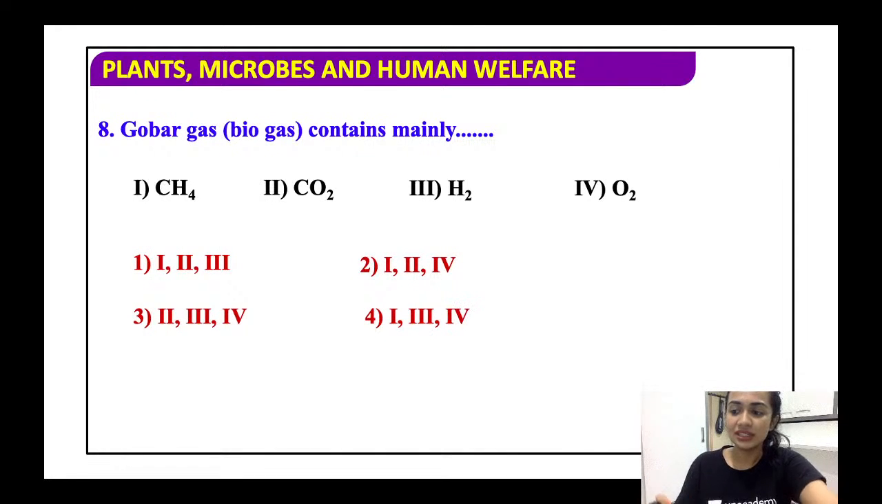So gobar gas is mainly formed in anaerobic conditions. Anaerobic means absence of oxygen. So you will have methane, CO2 and H2.